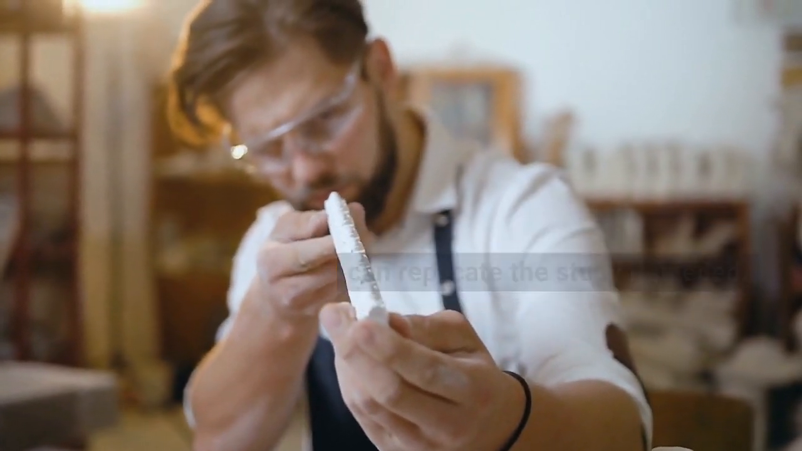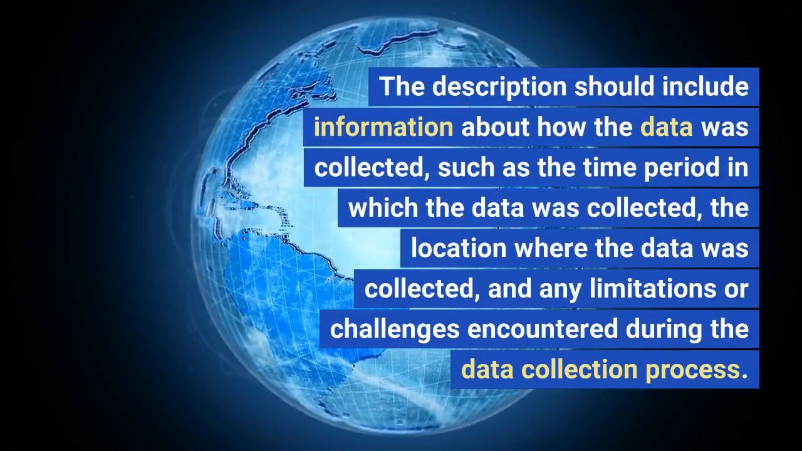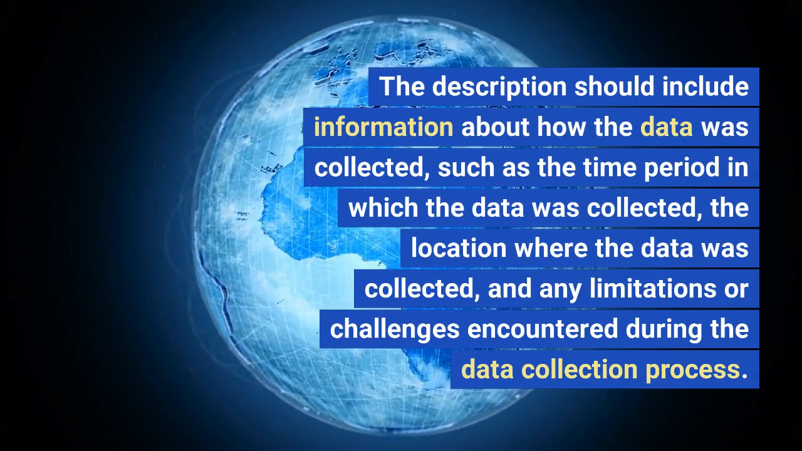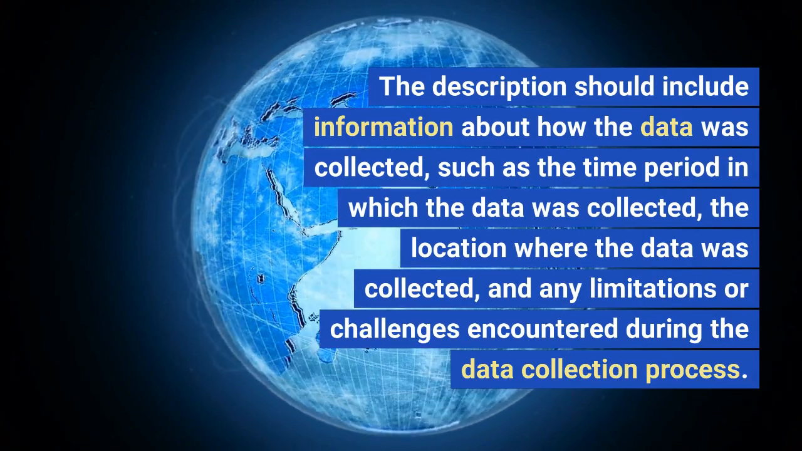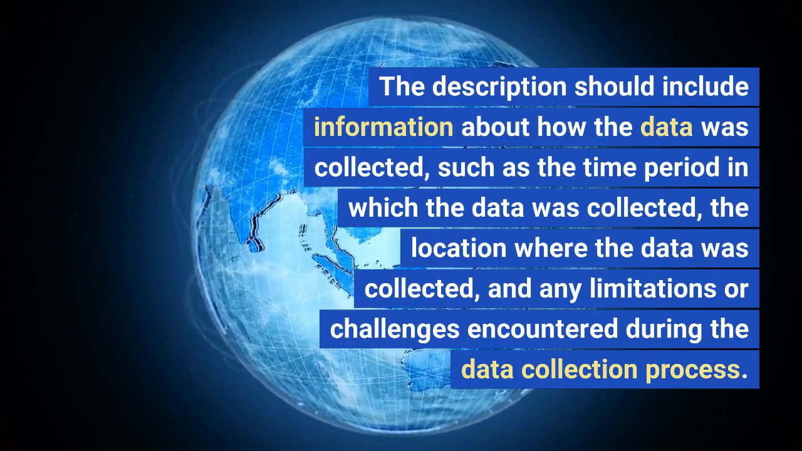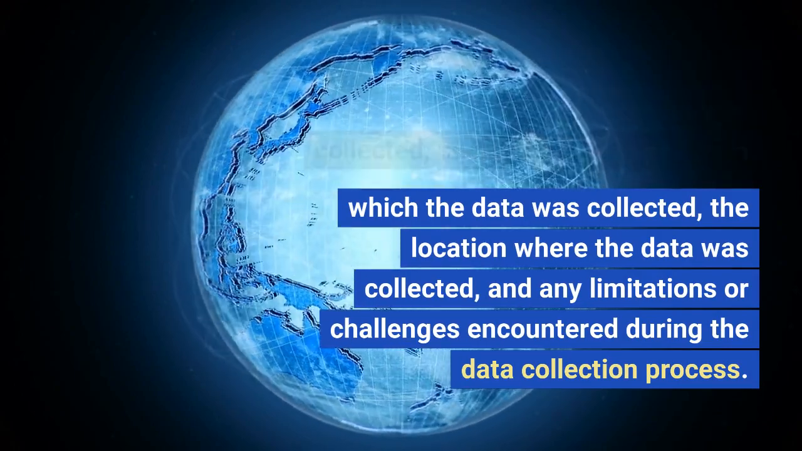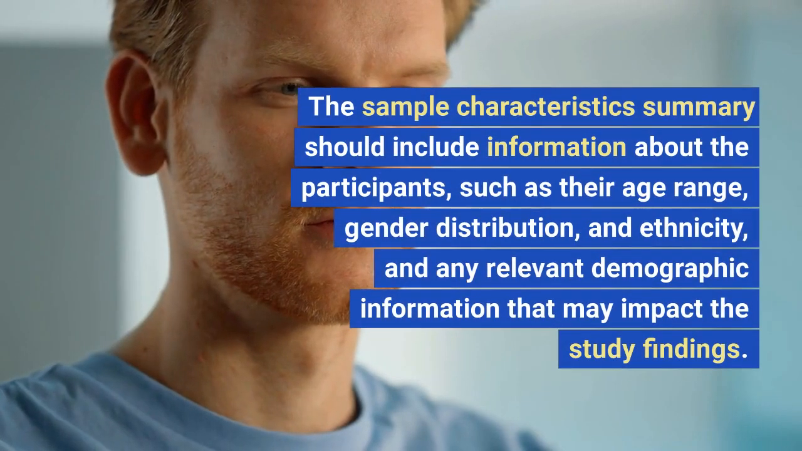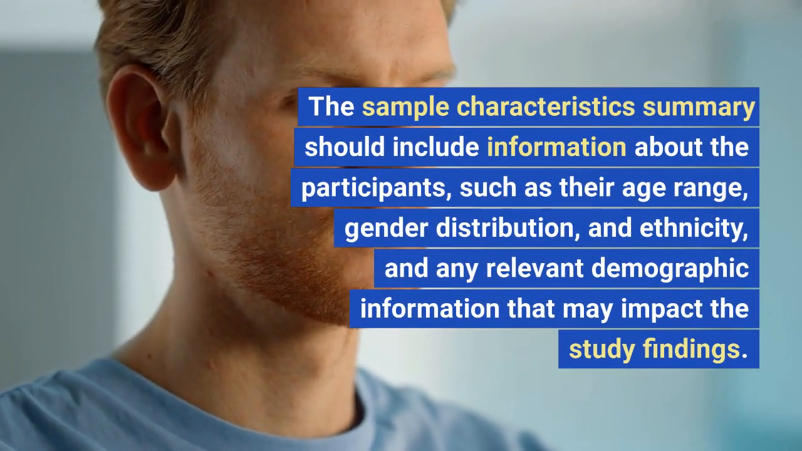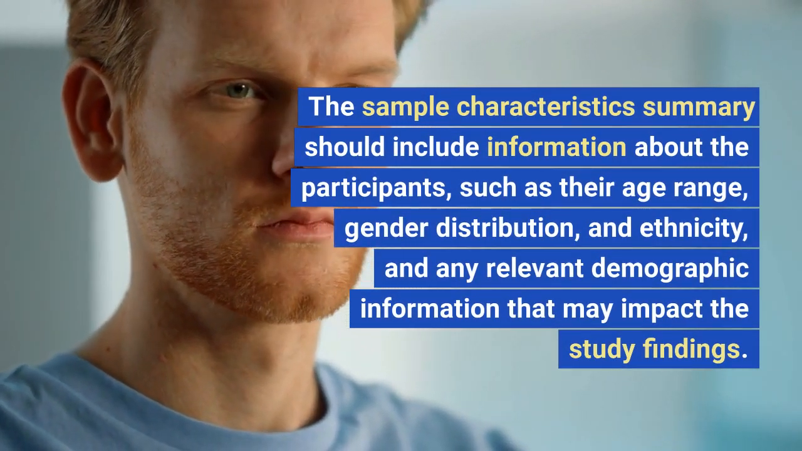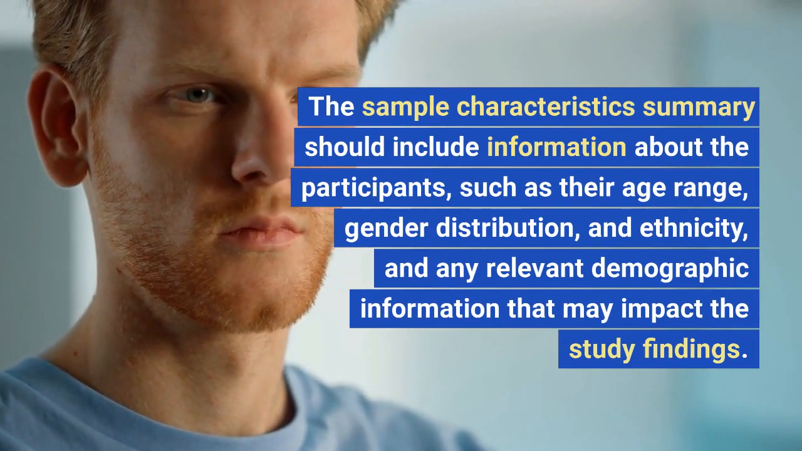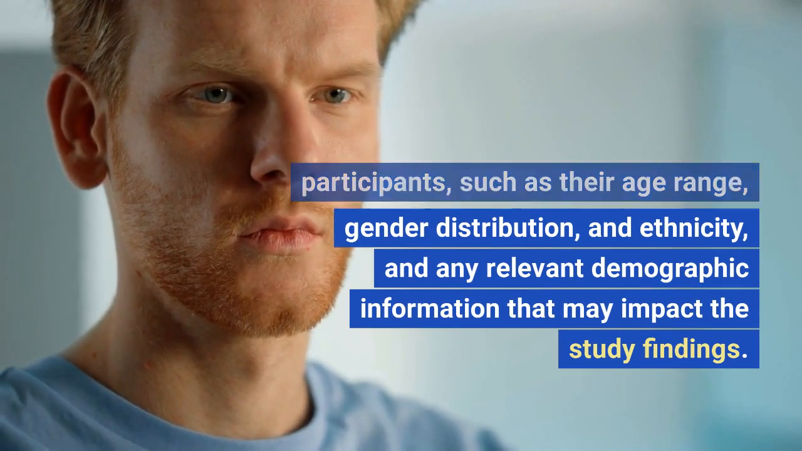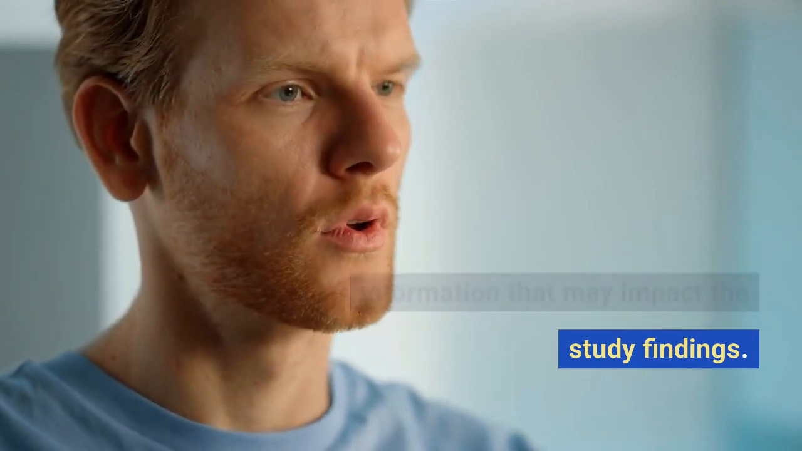It is important to provide enough detail about the data collection process so that another researcher can replicate the study if needed. The description should include information about how the data was collected, such as the time period in which the data was collected, the location where the data was collected, and any limitations or challenges encountered during the data collection process. The sample characteristics summary should include information about the participants, such as their age range, gender distribution, and ethnicity, and any relevant demographic information that may impact the study findings.